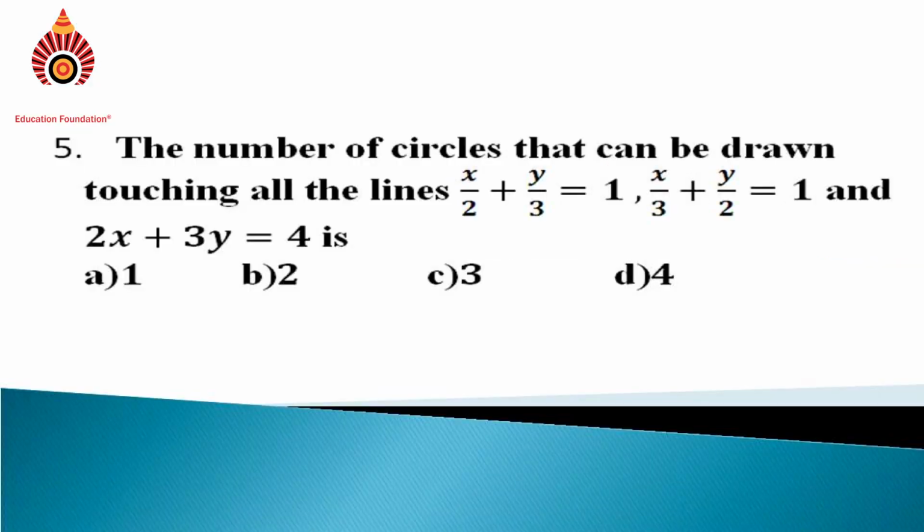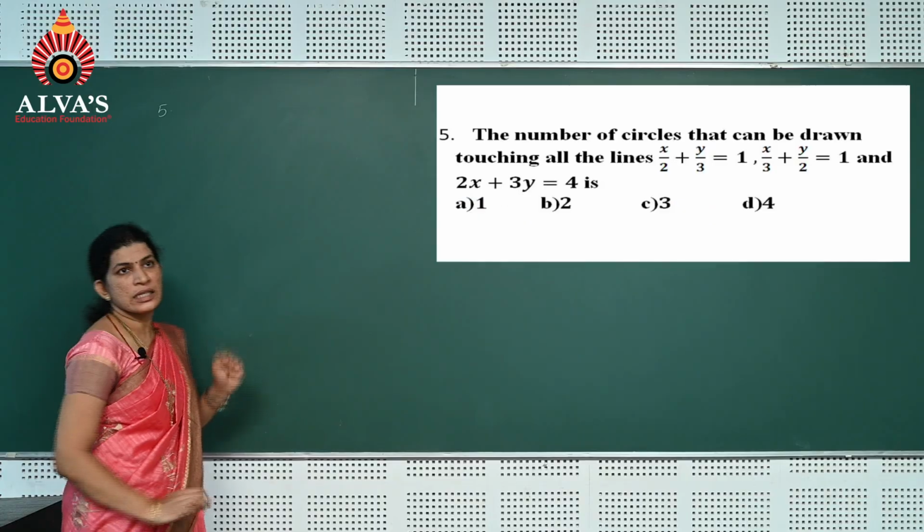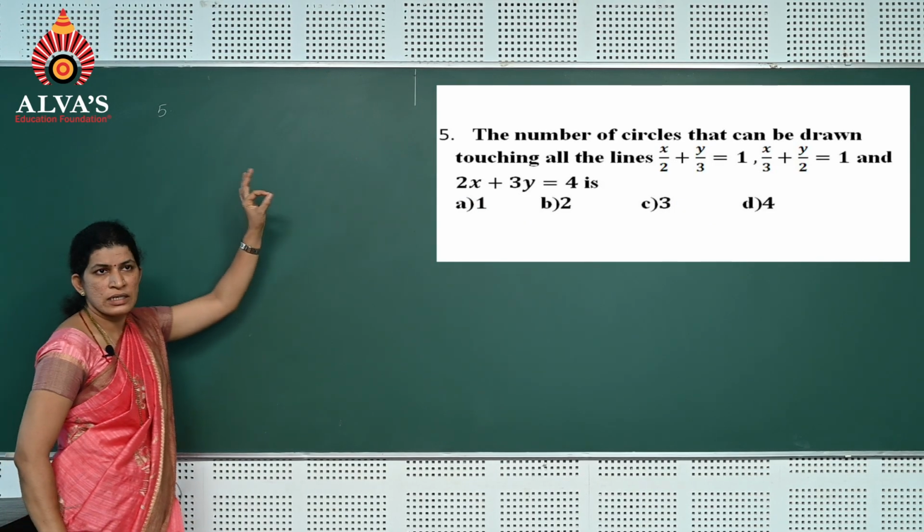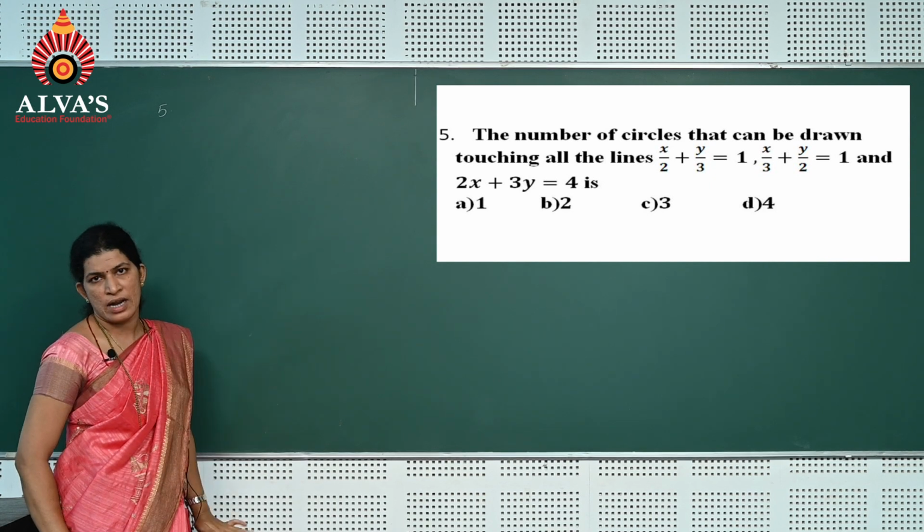Come to question number 5. The question is: the number of circles that can be drawn touching all the lines x/2 + y/3 = 1, x/3 + y/2 = 1, as well as 2x + 3y = 4. We want the number of circles such that the circles should touch all the three given lines.